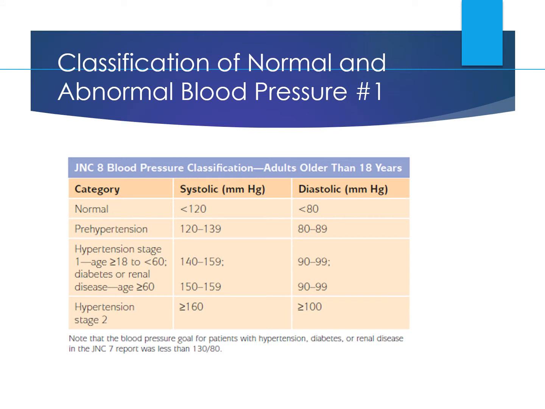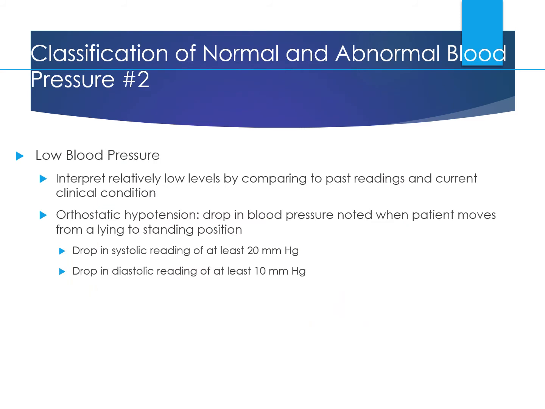So here is the classification of normal and abnormal blood pressure, and I know you know all this. So let's talk about low blood pressure. It is relatively low levels compared to past readings and current clinical condition. It can cause orthostatic hypotension, which is a drop in blood pressure when the patient moves from a lying to a standing position. The systolic reading may drop at least 20 millimeters of mercury, or the diastolic reading at least 10 millimeters of mercury.